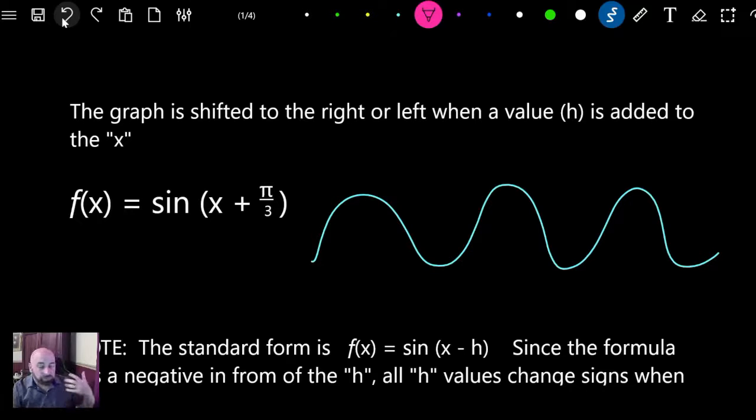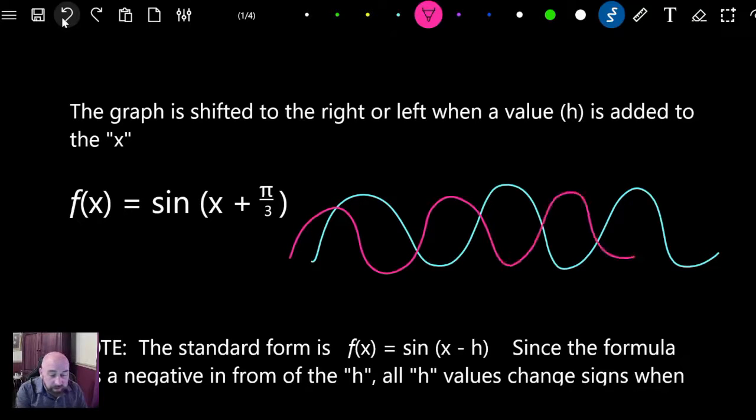Now, technically that was wrong. That was the wrong movement, and this one actually moves like this. And I'll show you why. This one right here actually moves to the left, not to the right. So let's talk about why it does that. Why is this one moving left? Because it seems like you're adding pi over 3, so it should be moving to the right because we're adding. Well, maybe you remember parabolas.